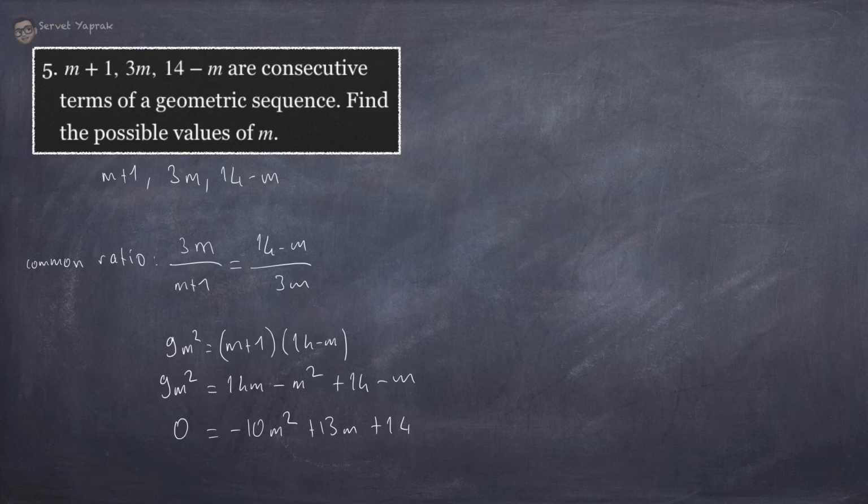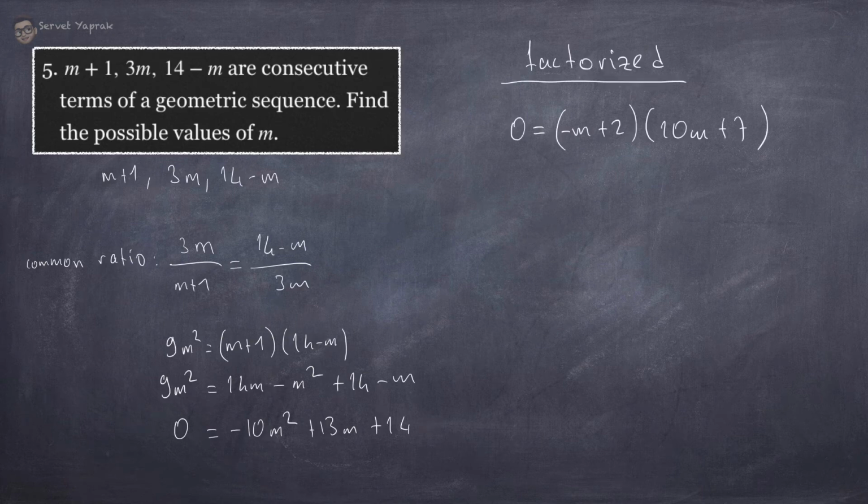We can solve this equation by two methods. Either we can factorize it or we can use the calculator. Let's do both. If we factorize it, 0 equals negative m plus 2 times 10m plus 7. This is the factorized form. And the solution will be either this factor will be 0 or this factor will be 0. So in here, m is either negative 2 or m is negative 7 over 10. This is the factorization method.